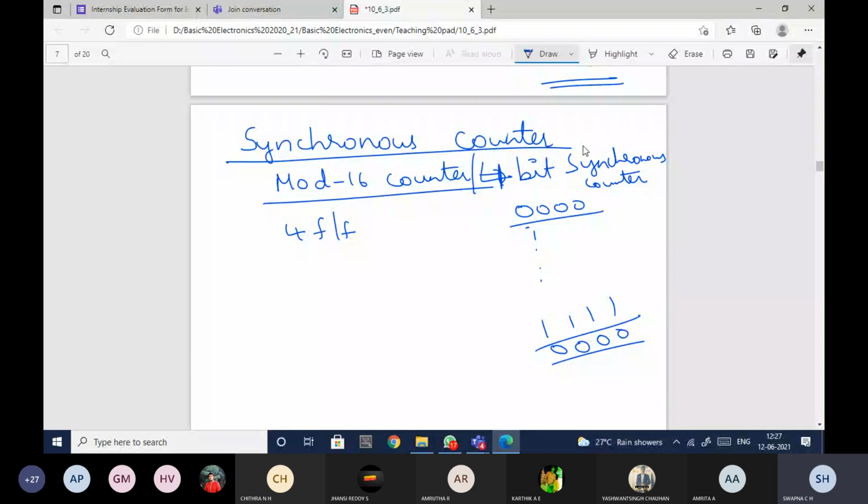Anything they give, you need to design it. Okay, so now we'll just see the design steps. Before going for the design steps, as I've mentioned already, we will do the analysis here. First, it is having 4 flip-flops, so I'll have 4 outputs: Q3, Q2, Q1, Q0. Each flip-flop will have Q0 output, Q1 output, Q2 output, and Q3 output.